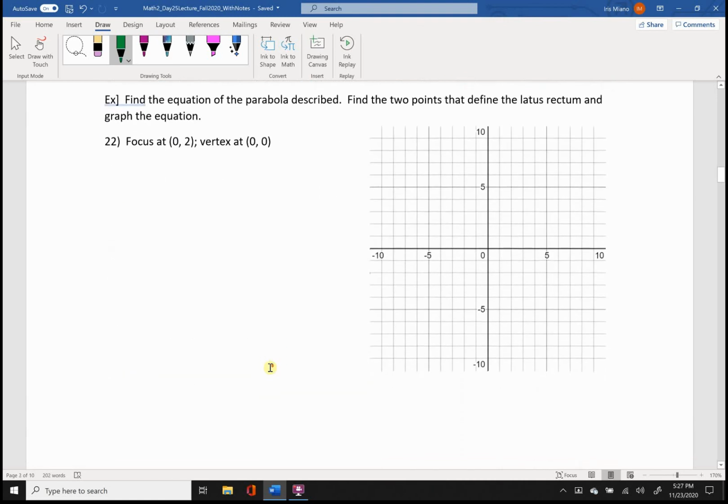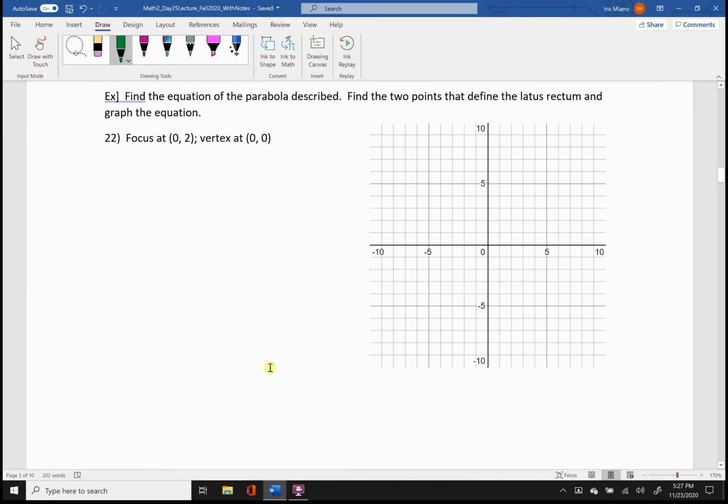Okay, let's find the equation of the parabola described, and we're only going to be given the focus and the vertex. So I'm going to plop some things on the coordinate plane provided that are given to me, and then go from there. Okay, so the focus being at 0, 2, what does that look like? 0, 2, that'll be right here.